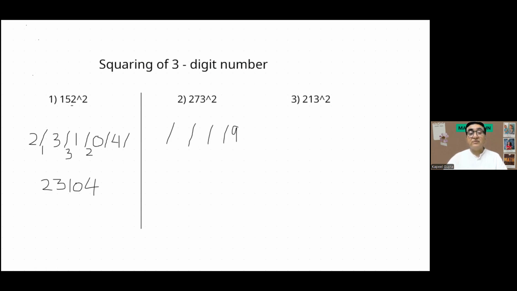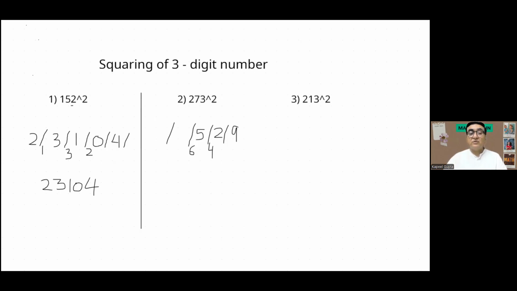That is 7, 3, 21. 21 into 2, 42. So 2 is here and 4 is the carry forward. Then 3 into 6, 6 into 2, 12. And 7 square is 49. So 49 plus 12 is 61, right? 61 and 4 is 65. So I wrote 5 and 6 as the carry forward.